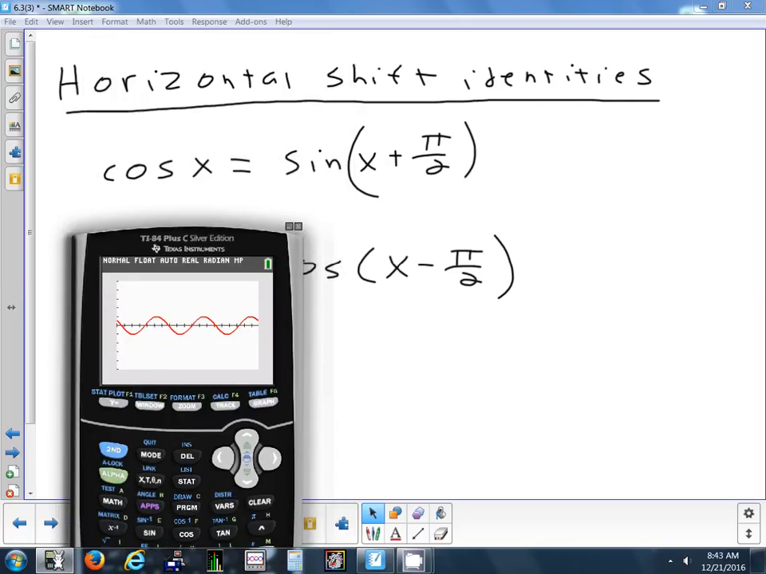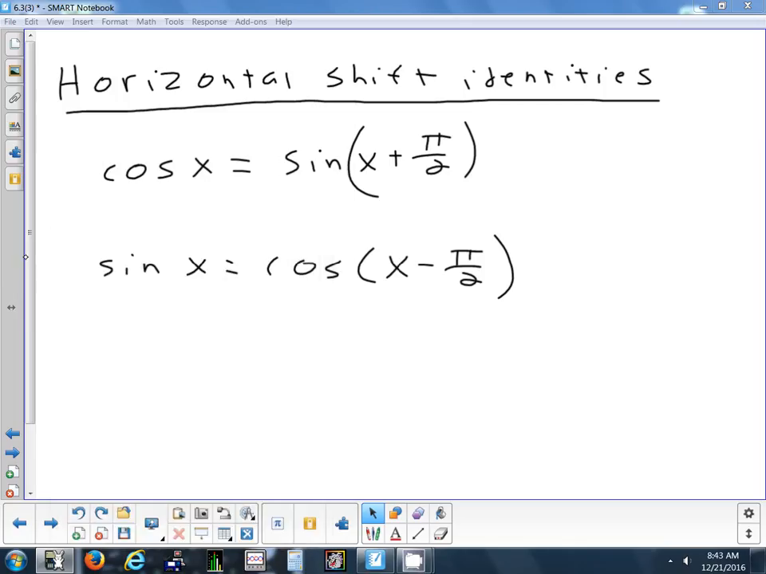Cosine of x is the same as sine of x plus pi over 2. And you can also do it the other way. Sine of x equals cosine of x minus pi over 2. So shifting sine to the left pi over 2 makes it cosine. Shifting cosine to the right pi over 2 makes it sine. So you can turn sine into cosine very easily just using a shift of pi over 2 radians. Any questions on those identities?